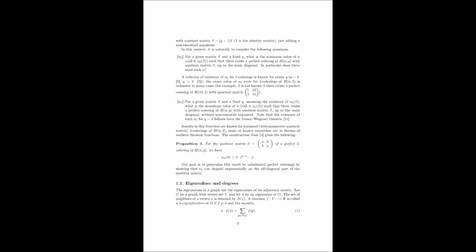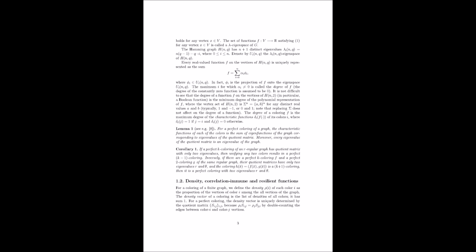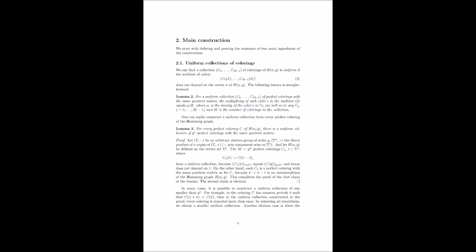Okay, so that kind of gives us a high-level overview of what the paper's about. Now, I'm curious to dive into some of the details of their constructions. But before we do that, I think it would be helpful to go over a few more definitions just to make sure we're all on the same page. So they talk about things like eigenvalues and eigenfunctions and degrees. Can you maybe give us a quick refresher on what those concepts mean? Sure. So let's start with eigenvalues. Eigenvalues are associated with matrices.